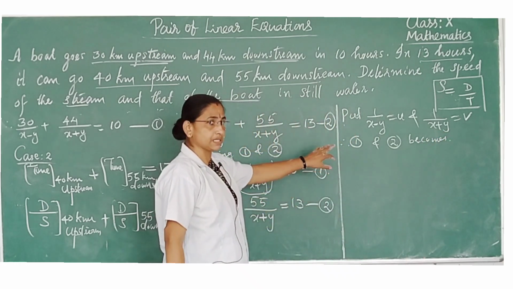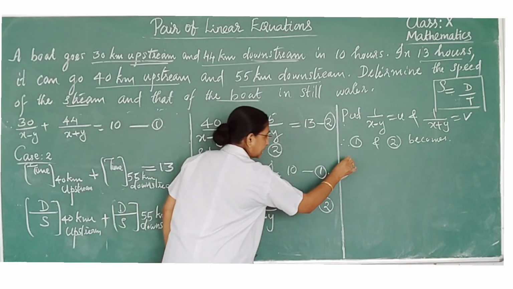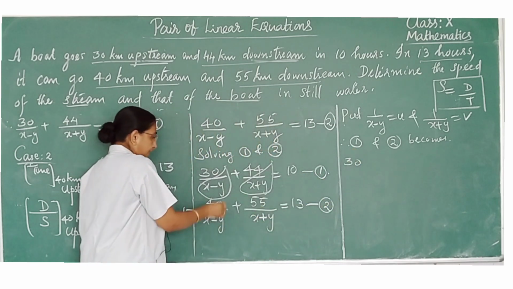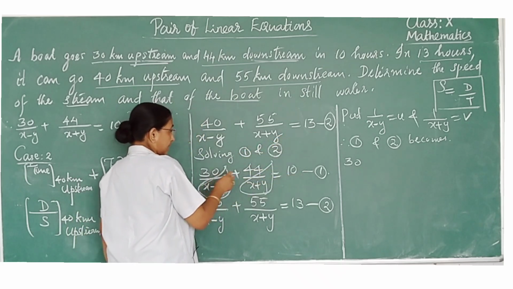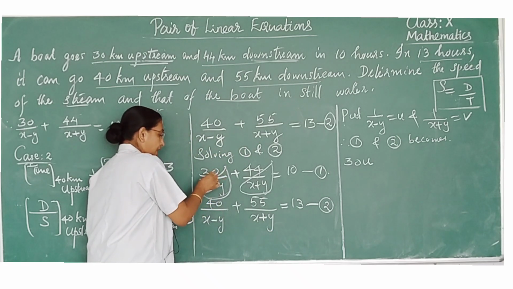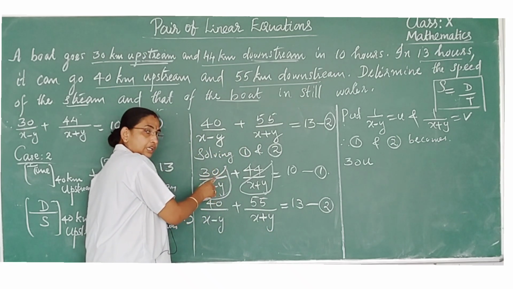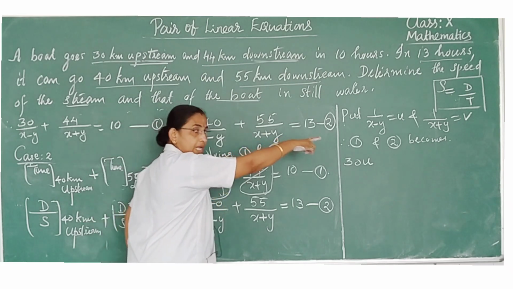Always put the equation numbers within the circle. Okay, we can convert that 30 in the numerator. You know that 1 by x minus y, I make the substitution as u. So 30u will come. Don't write again as 30 by u, because this 30 by x minus y means 30 into 1 by x minus y. This 1 by x minus y, I made the substitution as u.